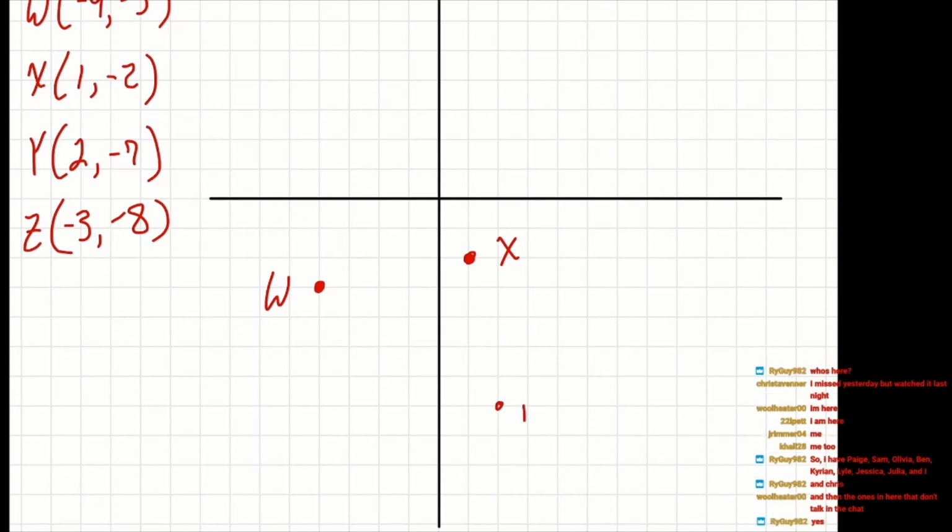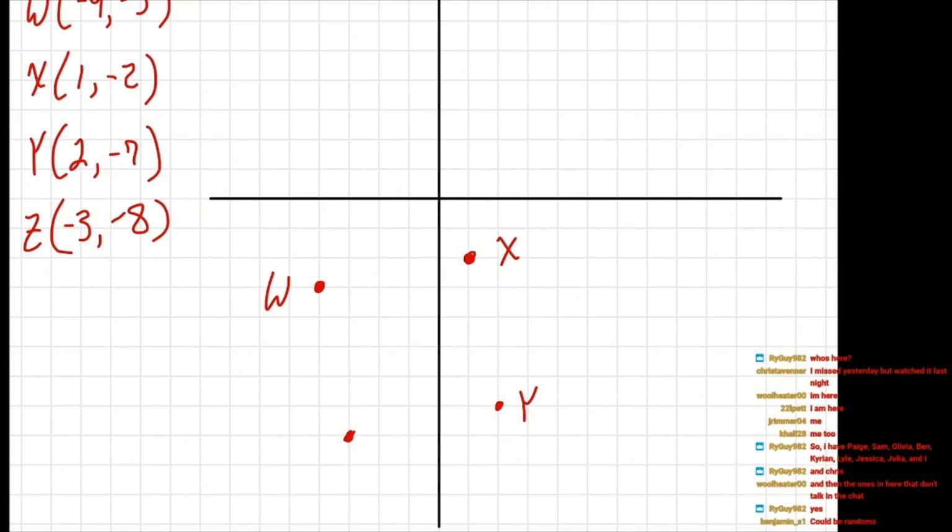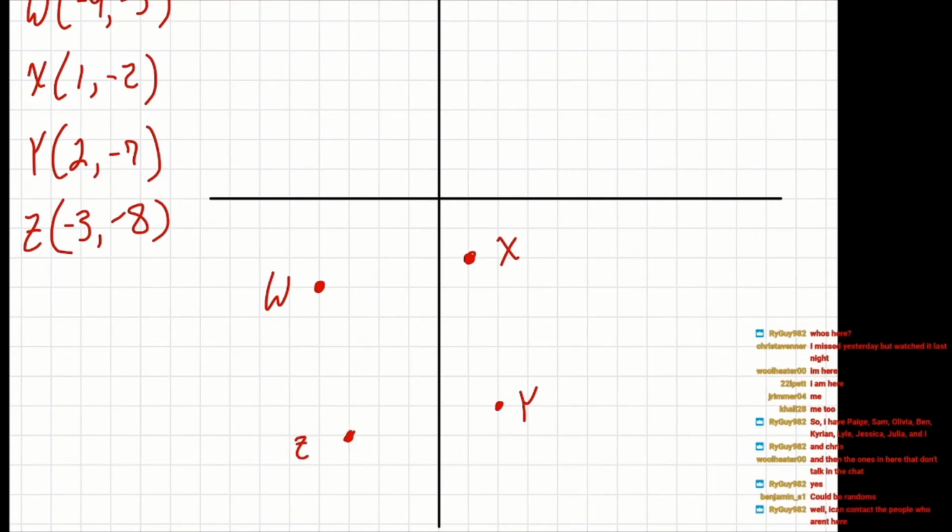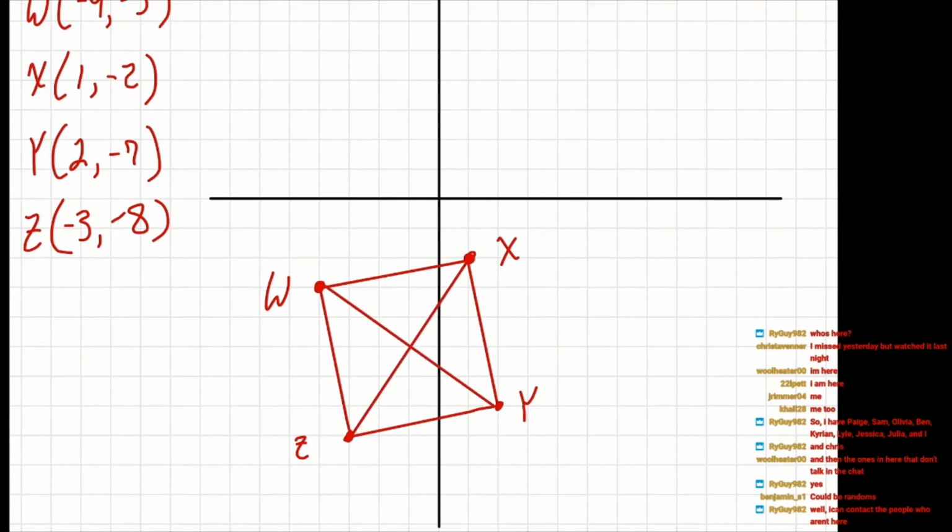WX, this one's Y. And then Z, negative 3, negative 8, 1, 2, 3, 3, 4, 5, 6, 7, 8, Z. Again, since the question I had asked is we're going to be proving it's a square, make sure it looks like a square. Just like I did with the rhombus, I am going to draw on the diagonals, but since I know a square is a rhombus.